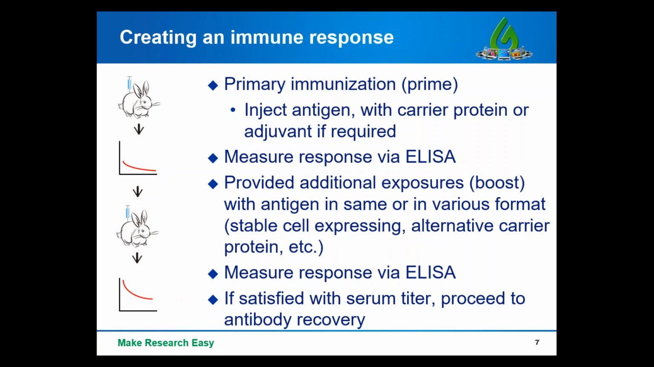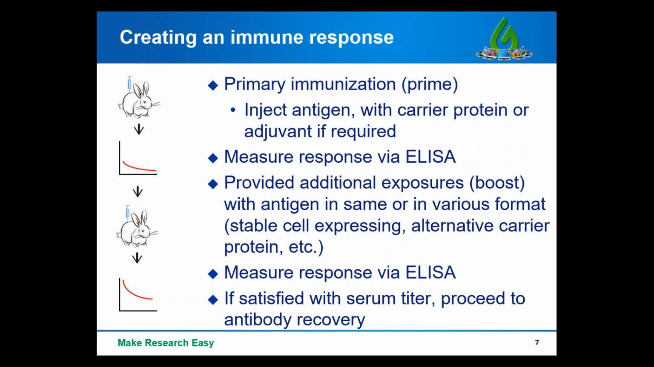High titer serum, or serum which contains a significant amount of immunoglobulin and therefore requires multiple serial dilutions to see a decrease in ELISA signal, is the goal of any immunization. While the prime can create an initial increase in measurable immunoglobulin, subsequent exposures termed boosts are required to create a more durable high titer response.